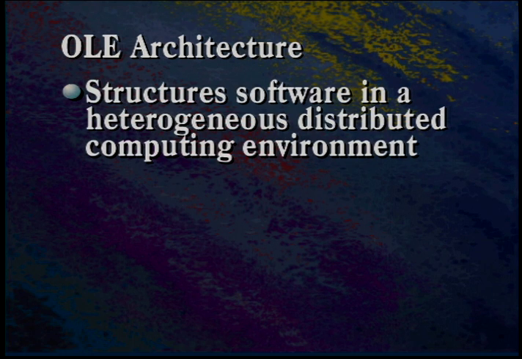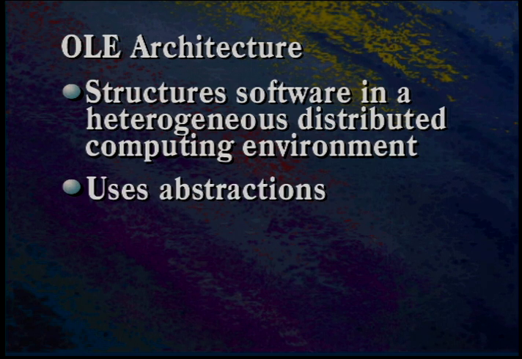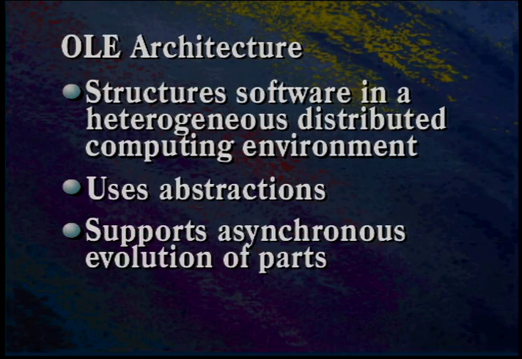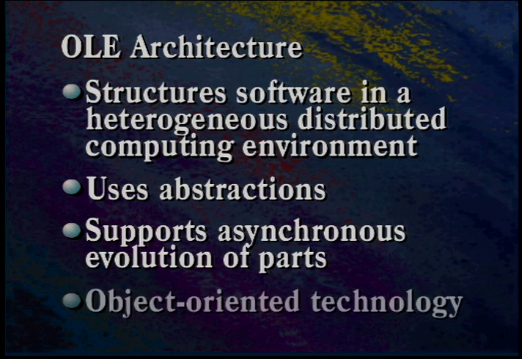The OLE architecture is Microsoft's architecture for structuring software in a heterogeneous, distributed computing environment. This architecture uses abstractions as a system structuring mechanism. This is similar to the way that we use objects to structure applications, but there are some differences because we're talking about a system. In particular, an open system means we need to support asynchronous evolution of the parts that make up that system. Real-world systems cannot be switched off to upgrade them. So the OLE architecture is built on object-oriented technology, and I'll talk about how we apply that to this particular problem.